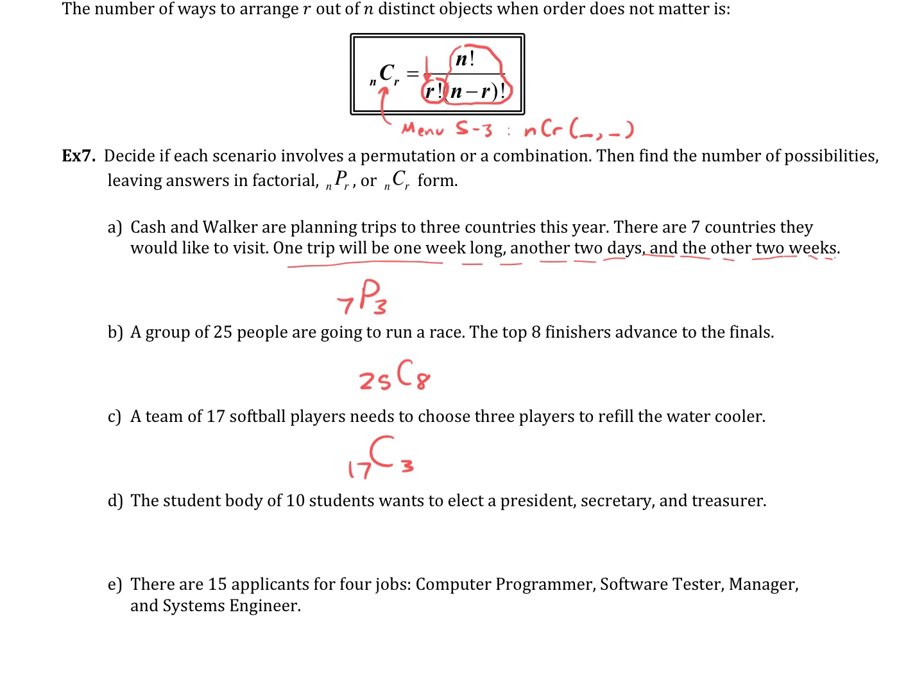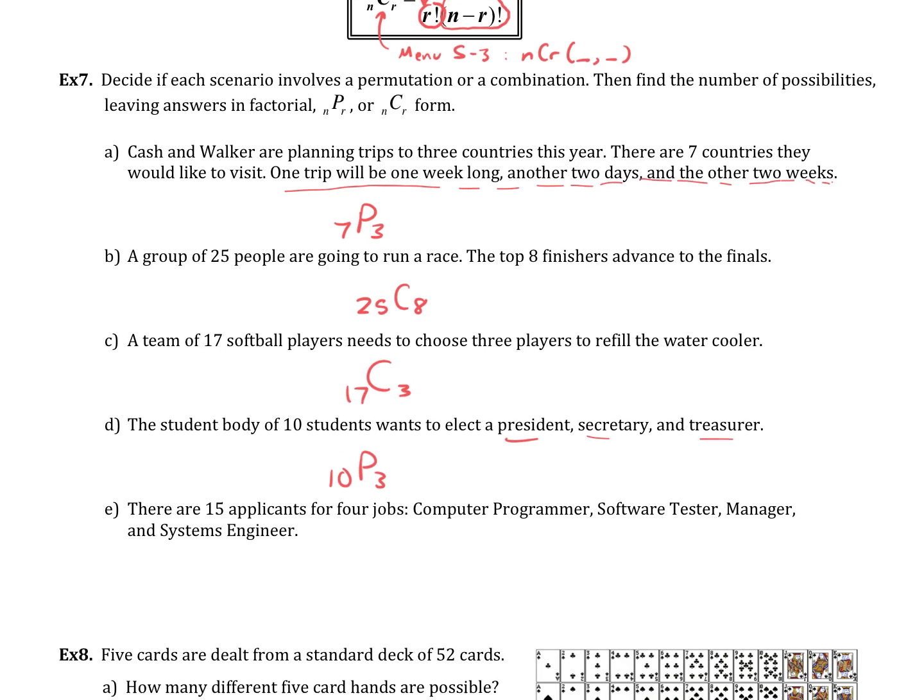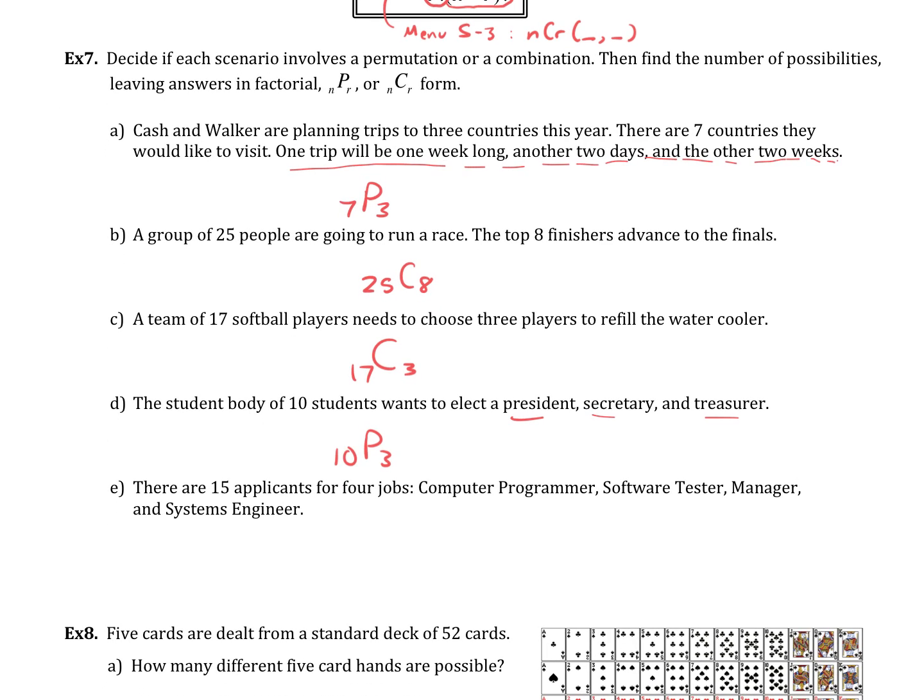10 students want to elect 3 different named offices. Yes, those are different because those slots have names. That collection of 3 people could be seated in different orders, so we do care about that order. There are 15 applicants for 4 jobs, and the jobs have names, so we do care again. That's going to be a permutation.